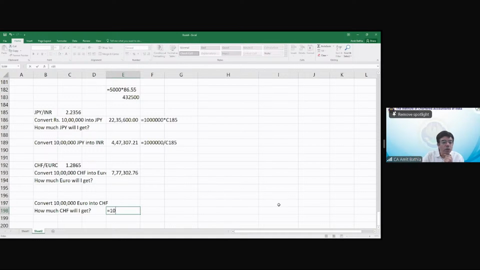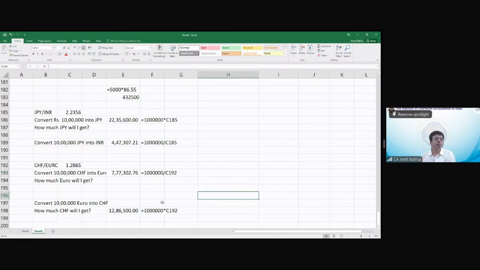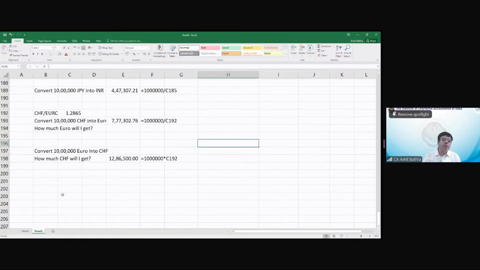Yes. Now you have to convert 1 million euro into CHF. So I am going up the ladder. So should I multiply or divide? Multiply. Right? So when you go up the ladder, you multiply. When you go down the ladder, you divide. Okay?